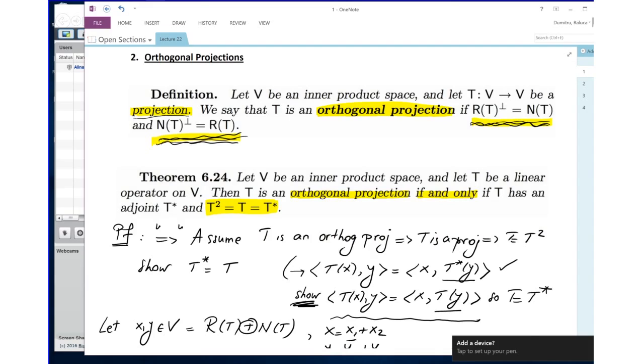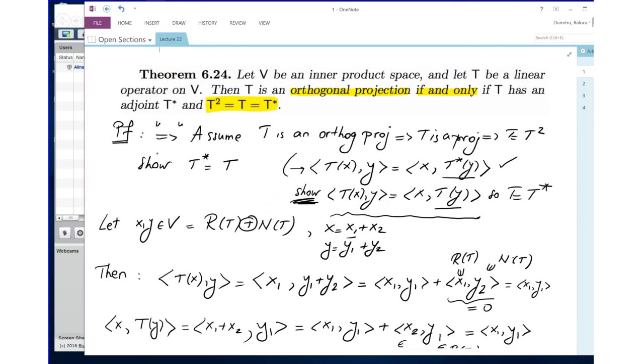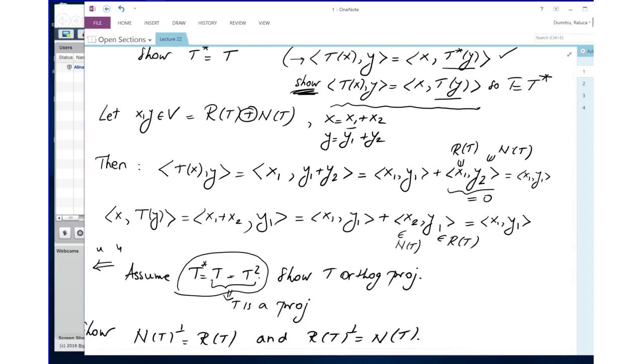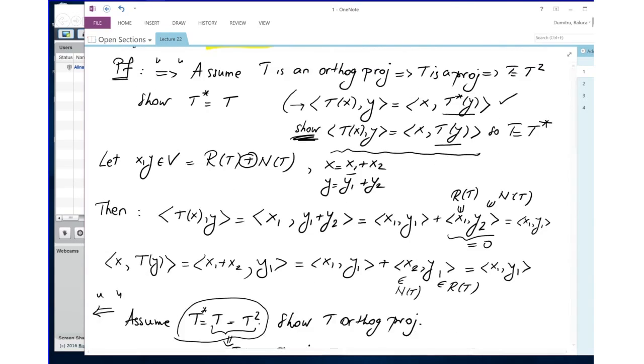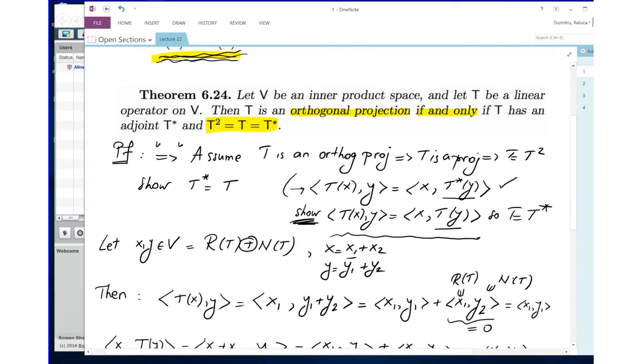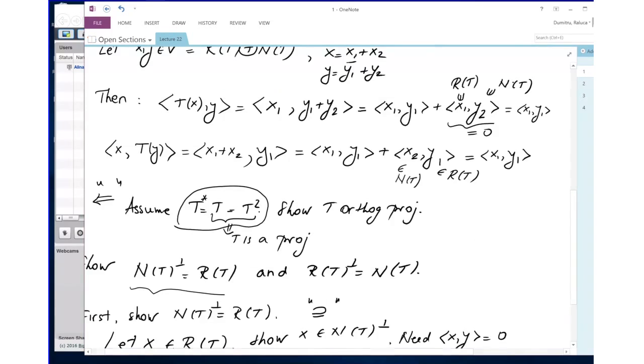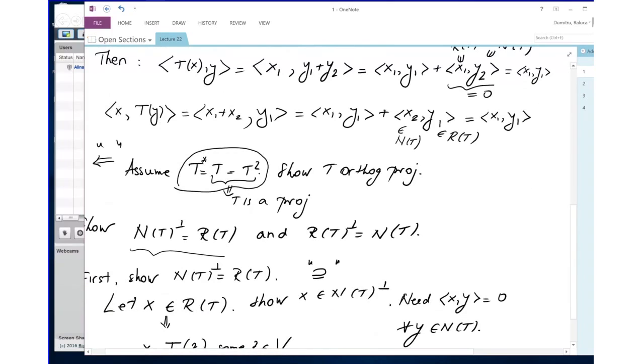And we're in the middle of proving that orthogonal projection is equivalent to T equals T star and equals T squared. So we're going in this direction. Well, no, actually we're here. Already proved the first half, the first implication. So if T is an orthogonal projection, then T equals T star equals T squared. So now we're going backwards. We're assuming that this holds. And we're trying to show it is an orthogonal projection, which means projection and those two conditions with the range and the null. Now, because T equals T squared, then it's automatically a projection.